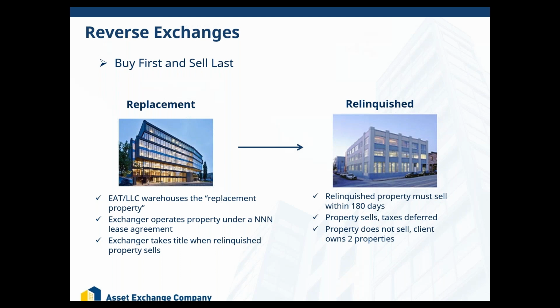And what happens in the reverse exchange is we actually come in and we form a separate entity. It's referred to as an exchange accommodation title holder, EAT for short. We come in and we buy the replacement property. Now, from when we purchase the replacement property, you must be able to sell your relinquished property within 180 days. So there's the 180 coming back into play. It's always going to be around in some form or fashion with any type of 1031 exchange.